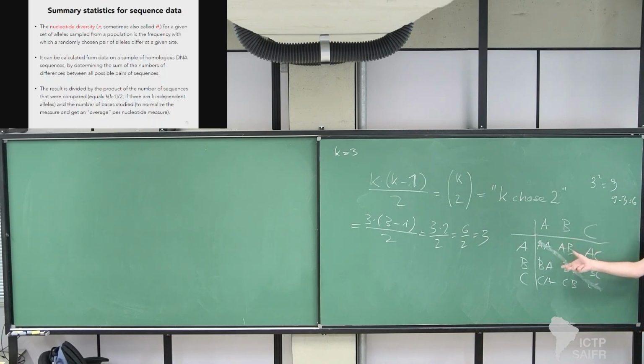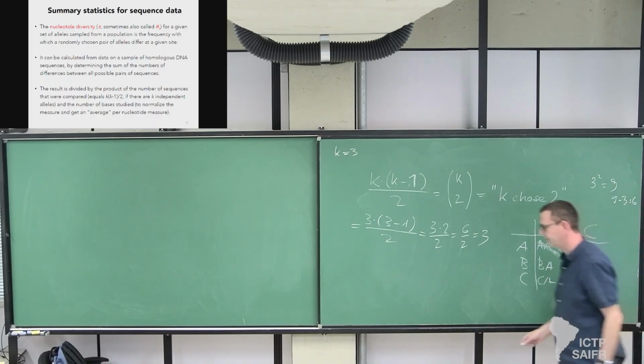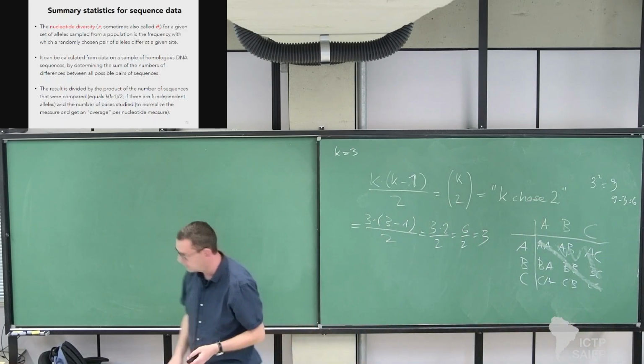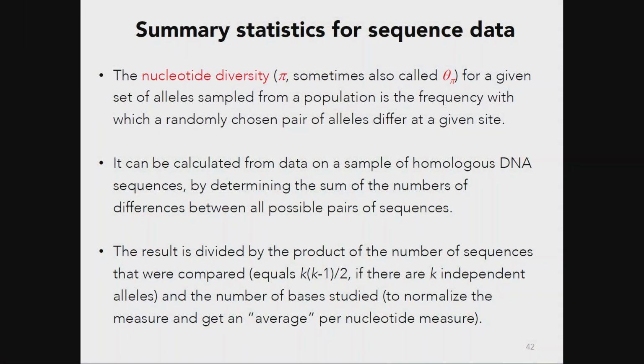But if we look above and below the diagonal, these are mirror images. So if we care about those, we're not going to care about those, or vice versa. So that means we're left with 3 objects, and that's exactly what we need to do when we do these calculations. And then we need to divide by that number, and also the number of bases studied.